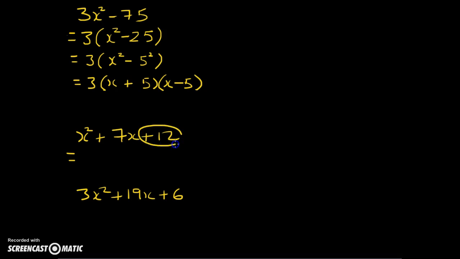So we're looking for 2 numbers that multiply to give us 12 and also add to give us 7. So 2 numbers that multiply to give us 12. 6 and 2, what do they add to give us? 8. So they don't add to give us the plus 7. Another 2 numbers that multiply to give us 12. 4 and 3. What do they add to give us? They add to give us plus 7. Ideal. So we've found our numbers.